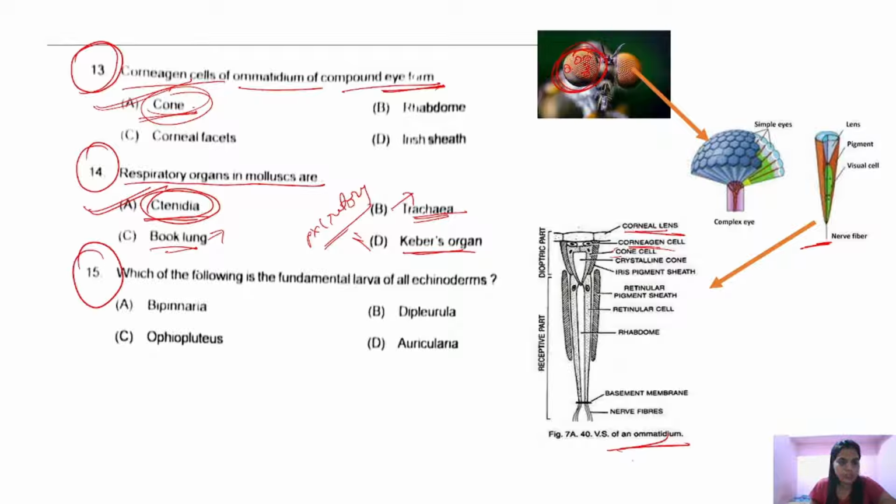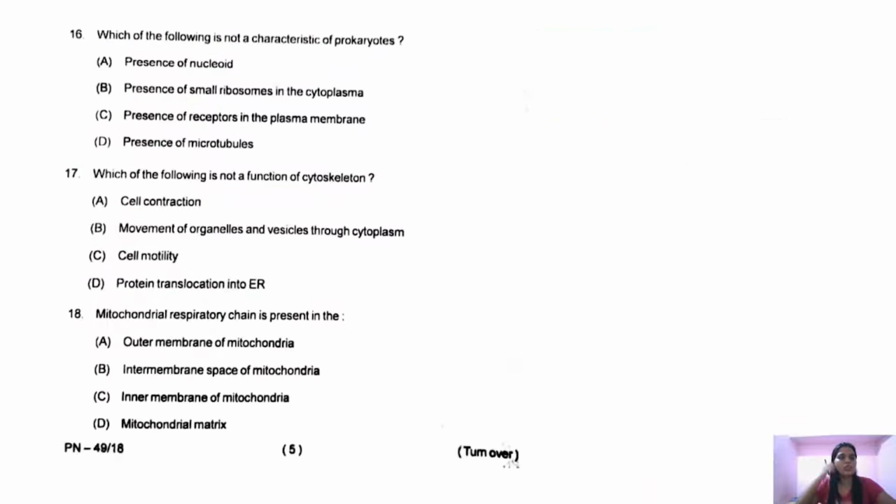Question number 15. Which of the following is the fundamental larva of Echinodermata? The answer will be option number B, that is Dipleurula. Next question. Question number 16.